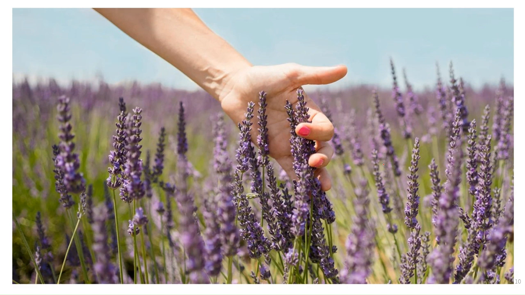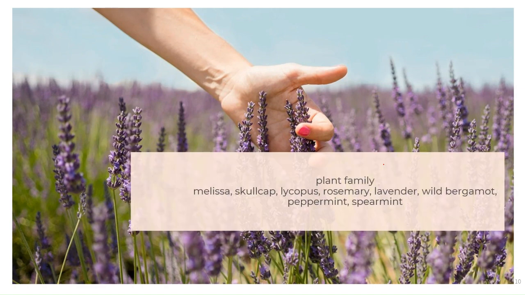A plant family in which the air element is evident and which has a powerful influence on the nervous system is mint. They contain numerous nervines like melissa, skullcap, lycopus, rosemary, lavender, bergamot, peppermint, and spearmint, etc. They also have beautiful, well developed flowers, thus they represent air through their flowers.